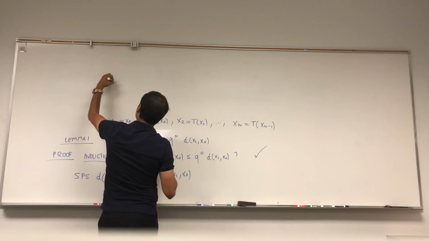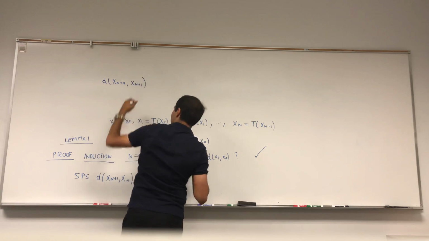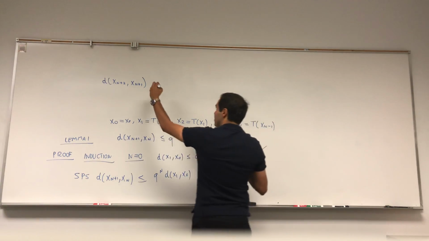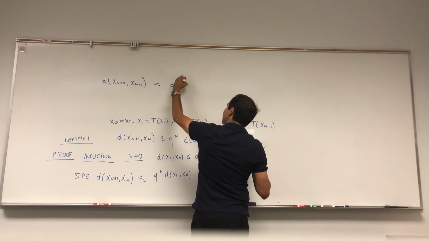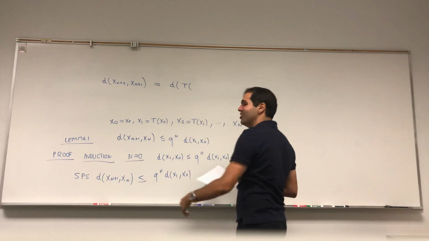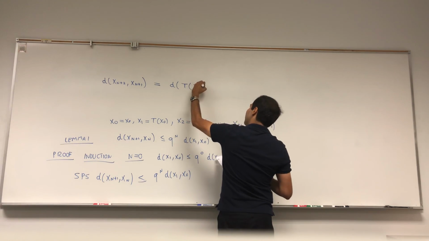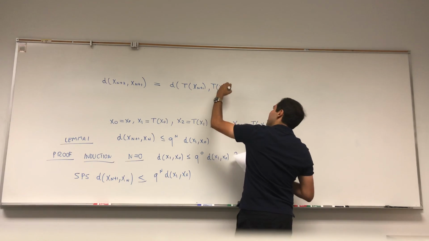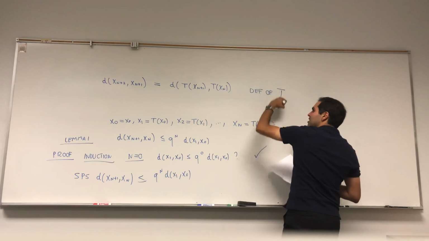Then d(x_{n+2}, x_{n+1}). So again, we replace n with n plus 1. But now, let's use the definition of T. Well, x_{n+2} is T applied to the previous term, which is x_{n+1}, and x_{n+1} is T applied to x_n. That's just the definition of T.